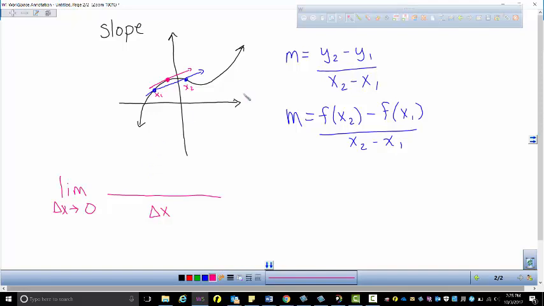Now the problem is I can't just subtract these two values. This y sub 1 is just our function, f of x sub 1 if you wanted, but it's just f of x. The other y value is actually the function evaluated at the first x plus the change from here to here. So the change from here to here is delta x.